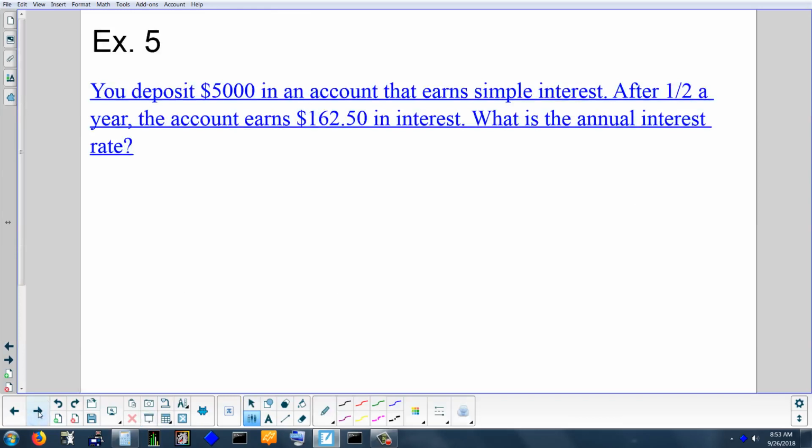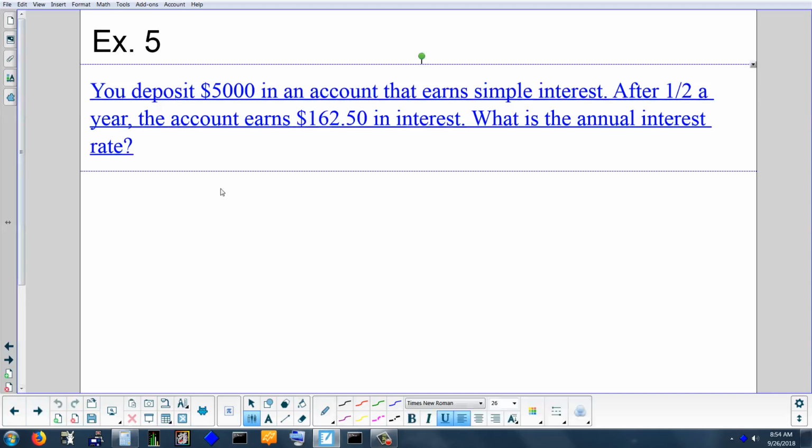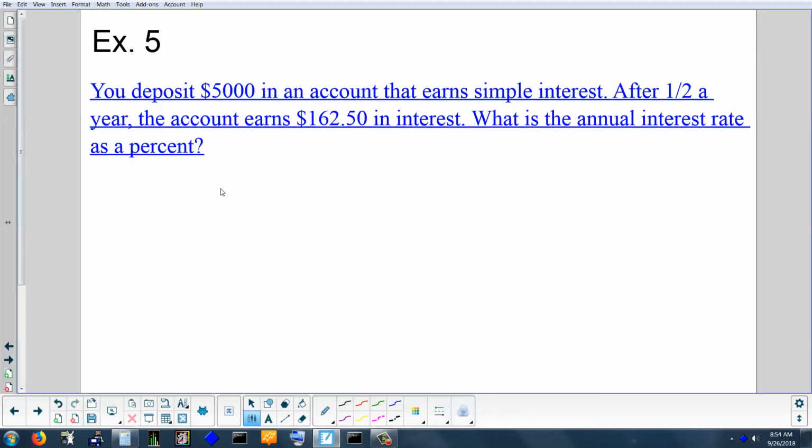So you deposit $5,000 in an account that earns simple interest. After half a year, the account earns $162.50 of interest. What is the annual interest rate? First off, I have to identify the formula that I want to use. Go back and look at your notes. What formula do you want to use, Ellie? Simple interest, which is I equals PRT.